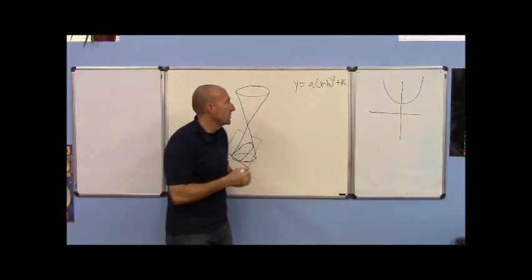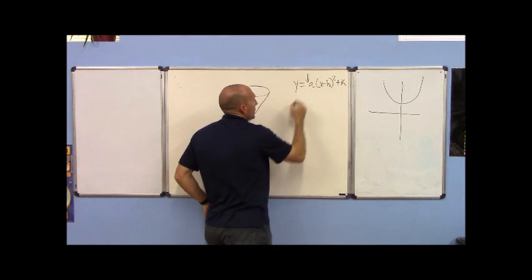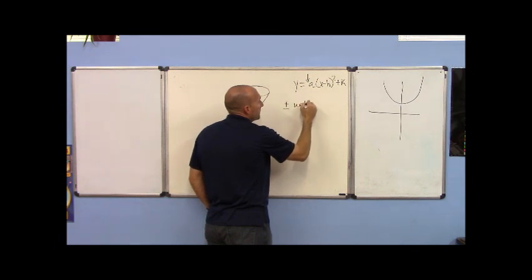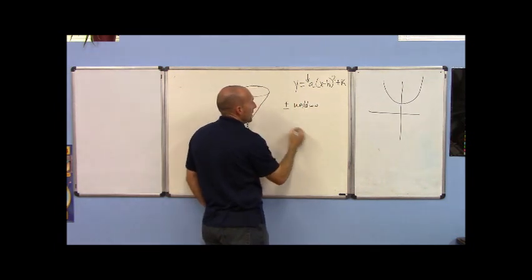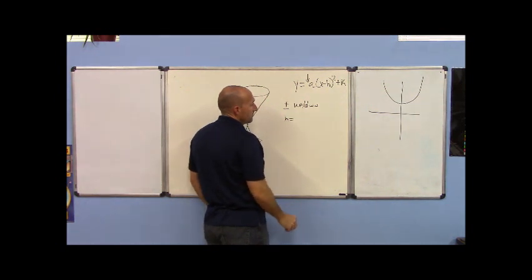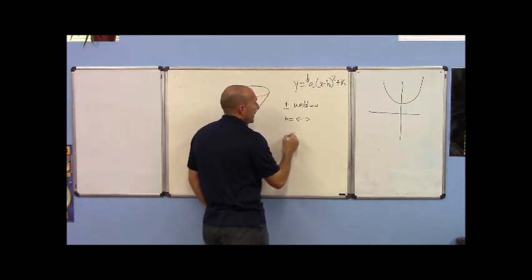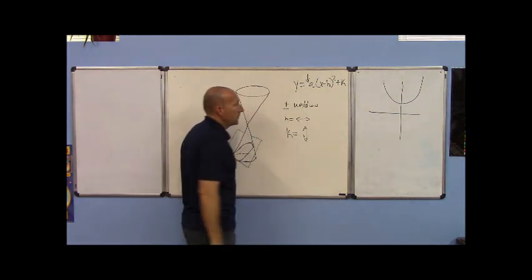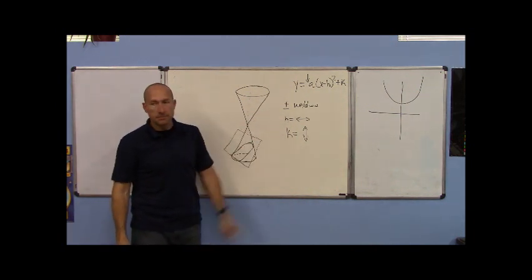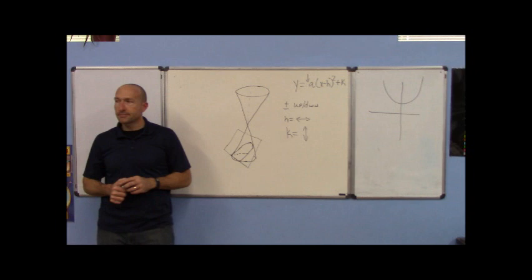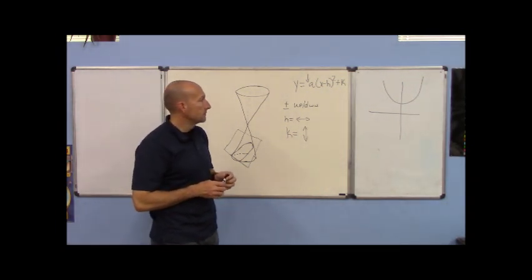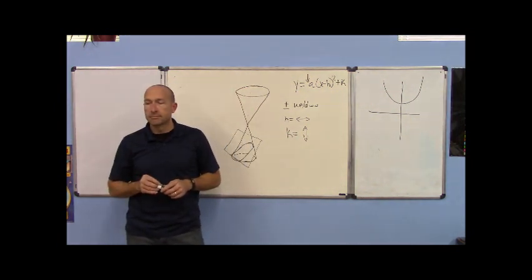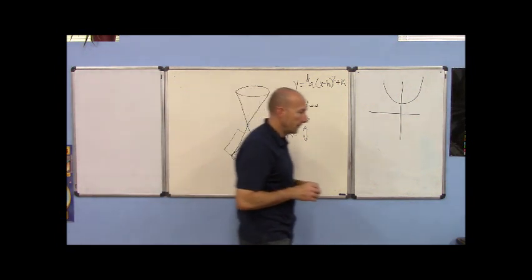The H, so let's do this. Here, we'll go, the plus or minus is up, down. The H translates what? Side to side. And the K does what? Up or down. So if you need to, write this out so that you will remember. All good?